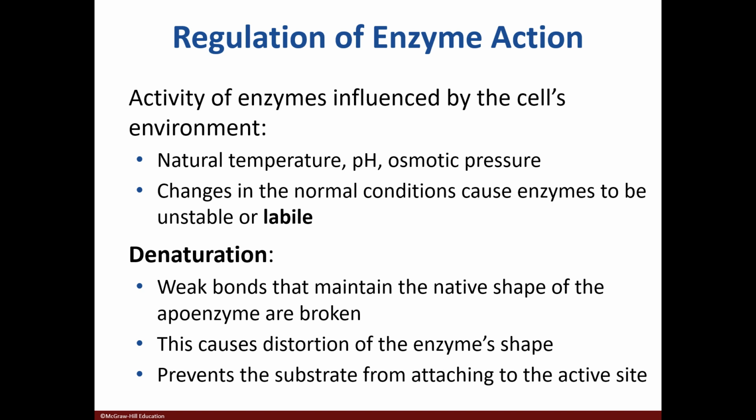Denaturation can also occur via alterations in the enzyme's environment. Bonds in the apoenzyme are broken, which then prevents the substrate from coming in and binding to the active site.